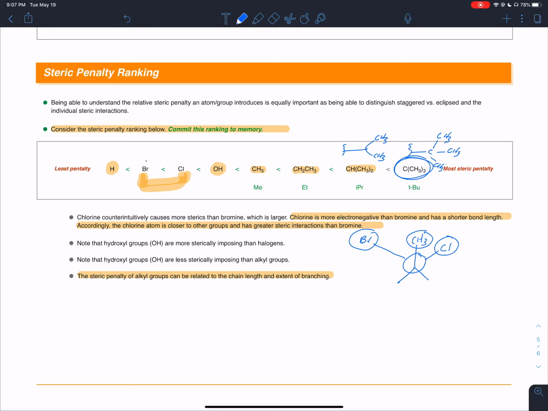Okay, so we have to know the steric penalty ranking because when we go to look at different conformations and rank them in relative energy from least stable to most stable, we not only have to identify what gauche interactions there are, what eclipsed interactions there might be, but what types of atoms and groups are interacting and the relative steric penalty of those interactions. Okay, we are going to be getting into that in the next couple videos.